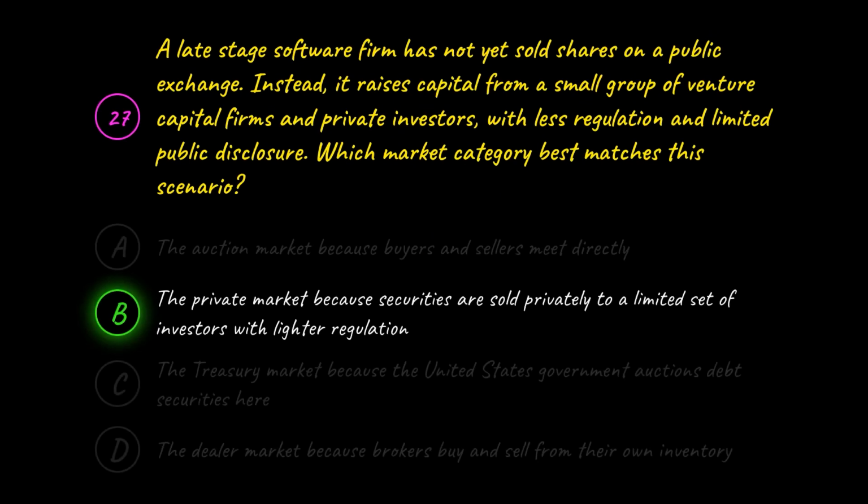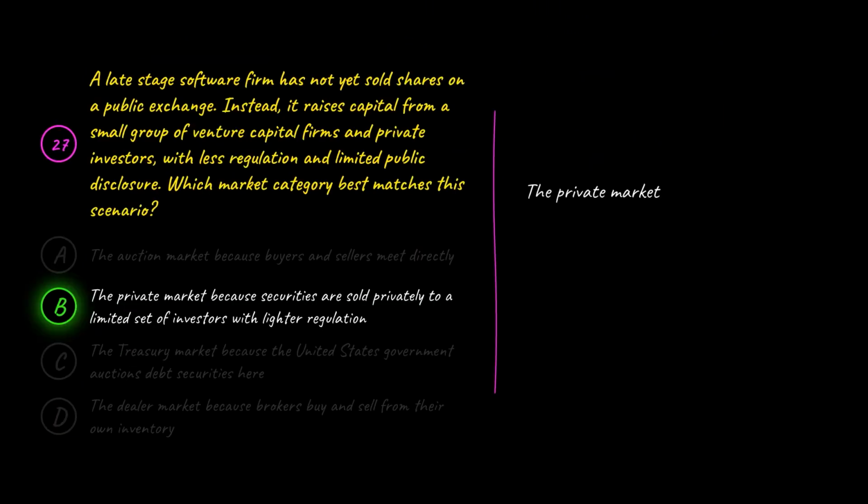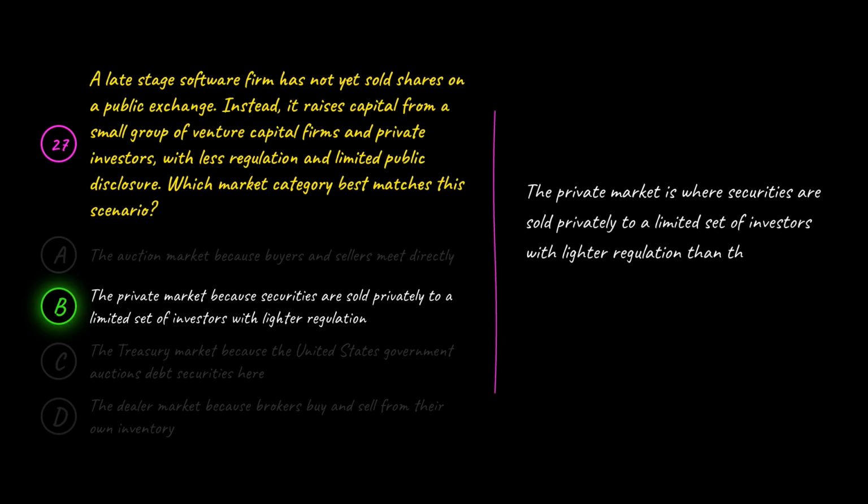The correct answer is B. The private market, because securities are sold privately to a limited set of investors with lighter regulation. B is correct because the private market is where securities are sold privately to a limited set of investors with lighter regulation than the public market. Venture capital and private equity transactions belong here.